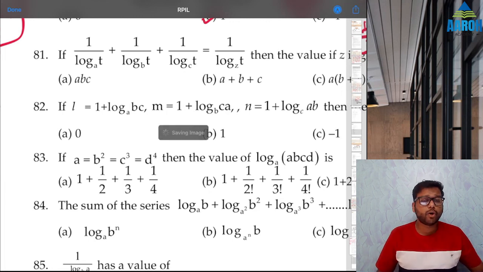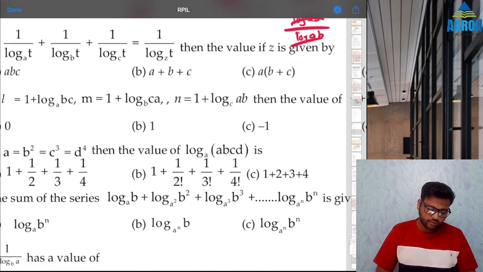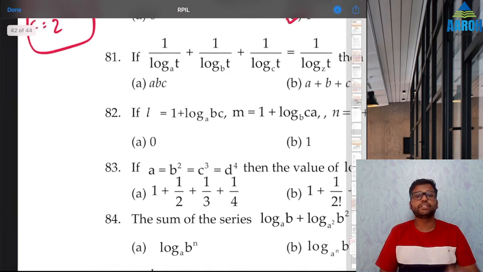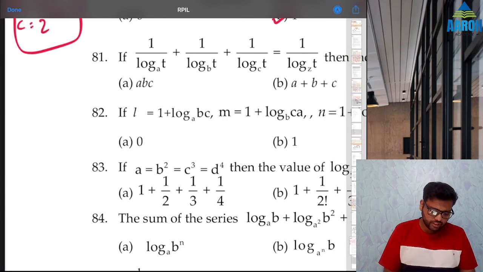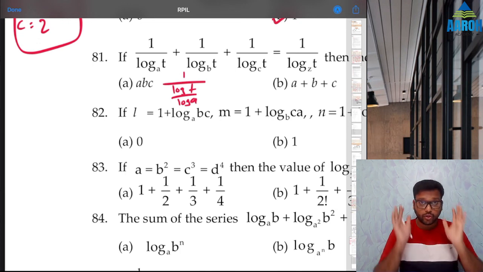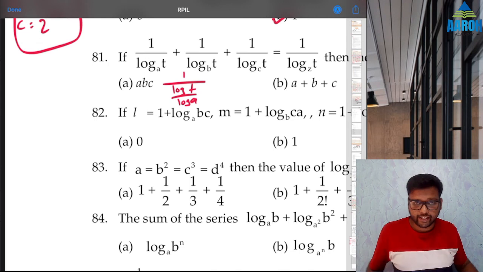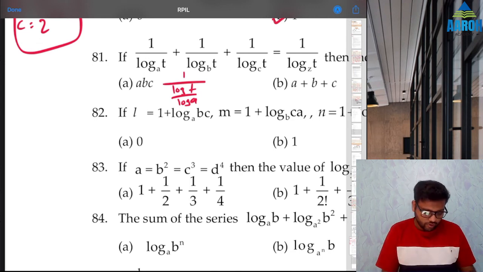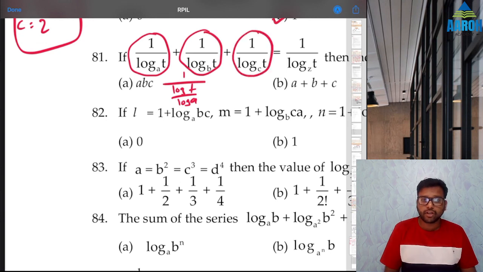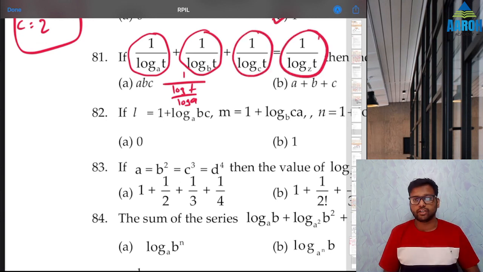Fine. 81. Again there are different bases. If 1 upon log t to base a plus 1 upon log t to base b plus 1 upon log t to base c equals 1 upon log t to base z, then what is the value of z? Okay. Again, whenever there is a different base, always change the base. Let's think about the first term only. It will be 1 upon log t by log a. So if we rearrange, log a by log t, right? So we are going to have, now observe, you don't even need to write this in the exam. Log a by log t plus log b by log t plus log c by log t is equal to log z by log t.